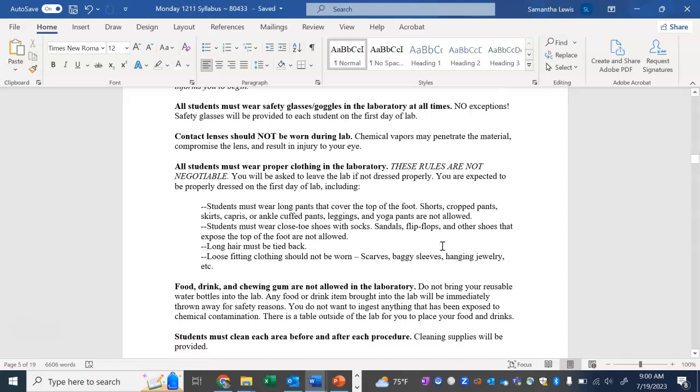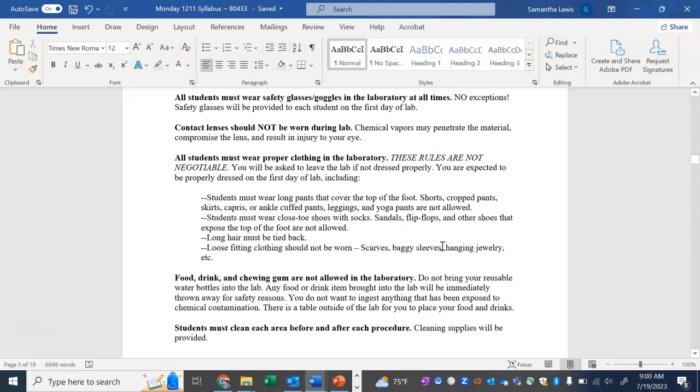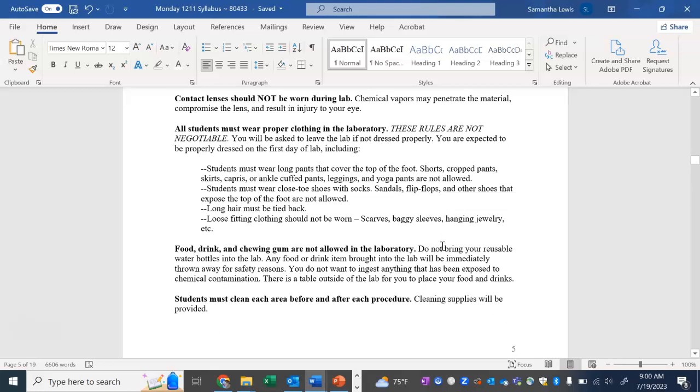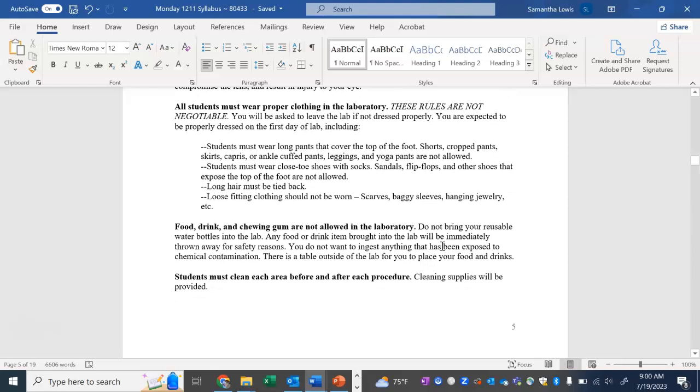You have to wear your safety goggles, glasses in the laboratory at all times. There's no exceptions. If you do wear contact lenses, you probably shouldn't wear them in lab, but if you do wear contact lenses, come have a conversation with me. Let's talk about it.